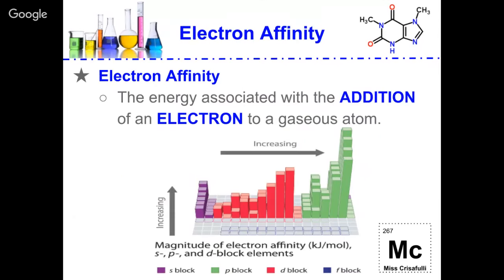Okay, the next trend that we're going to talk about is electron affinity. After this, we have one more. We got this. So electron affinity is the opposite of ionization energy. Remember, ionization energy is the energy needed to remove an electron from a gaseous atom. Electron affinity is the energy associated with the addition of an electron to a gaseous atom. So now we're adding electrons.